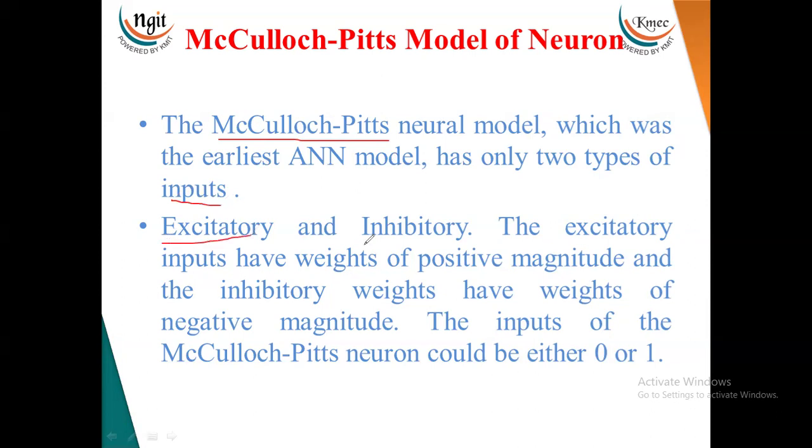So remember, one is excitatory and the other is inhibitory. Excitatory weights have positive magnitudes, and inhibitory weights have negative magnitudes. And the inputs of the McCulloch-Pitts neuron are 0 or 1. So we have to remember that we'll have two types of weights, one positive and one negative, and it will take input either 0 or 1, not other values.